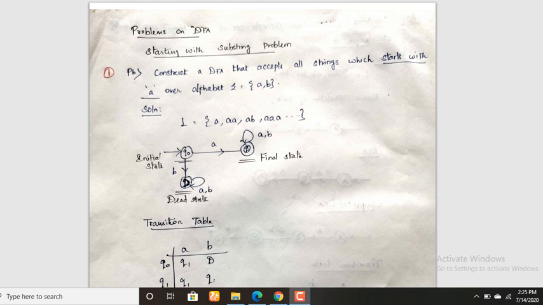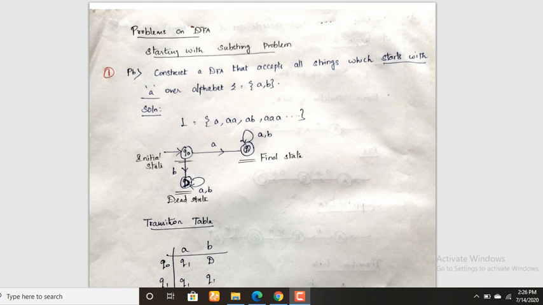Okay, let me come to problem number 1, how to solve this problem. What's the problem? Construct a DFA that accepts all strings which start with alphabet A over the alphabet, that is input sigma equal to a comma b. So you are going to construct a DFA which accepts all the strings starting with A over the alphabet sigma equal to a comma b. This problem comes under the category of the starting with substring problem.